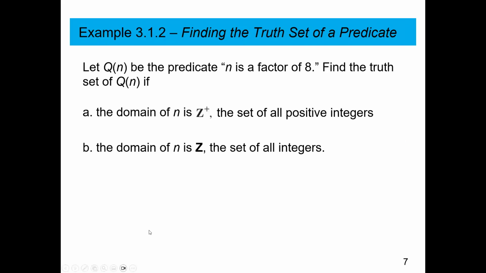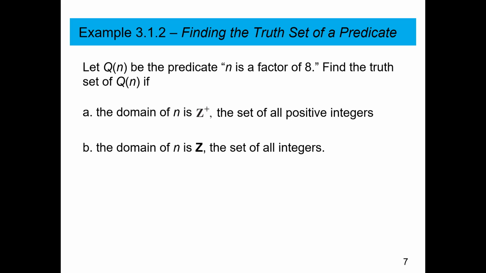So let's look at a different example. Let Q of n be the predicate n is a factor of 8. Find the truth set of n if the domain is Z plus. Remember, this is the set of all positive integers. So this is everything 1, 2, 3, 4, 5, 6, 7, 8, 9, 10, forever. Whereas Z is the set of all integers. I want you to pause the video real quick and ask the question, what is the truth set for each of these two things?